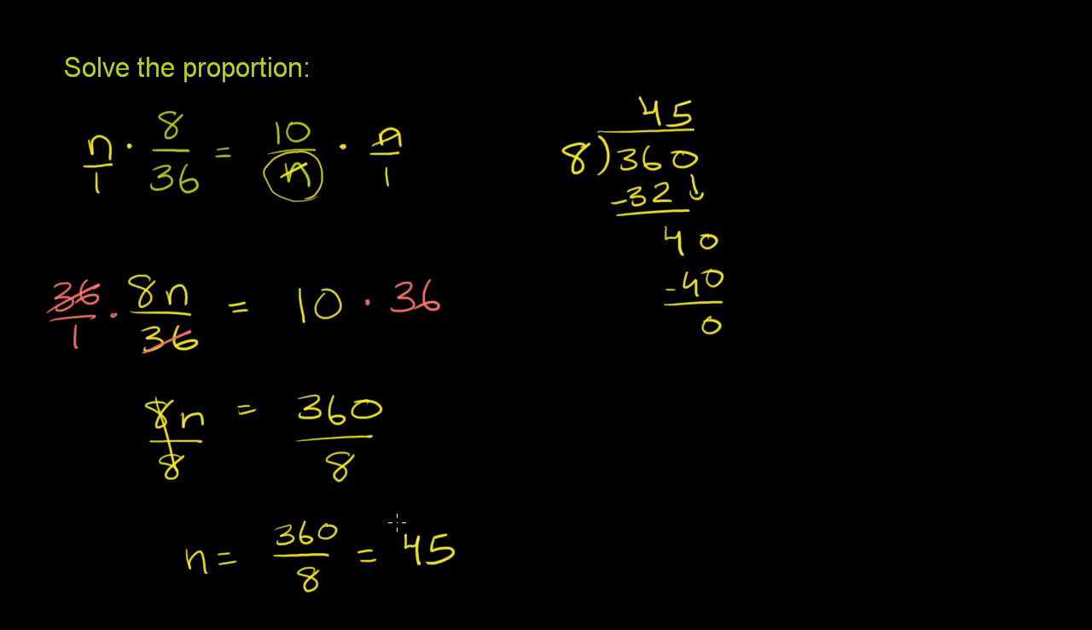as 45. So going back to our original proportion, we now solved for n, and we know that 8 over 36 is the same exact thing as 10 over 45.